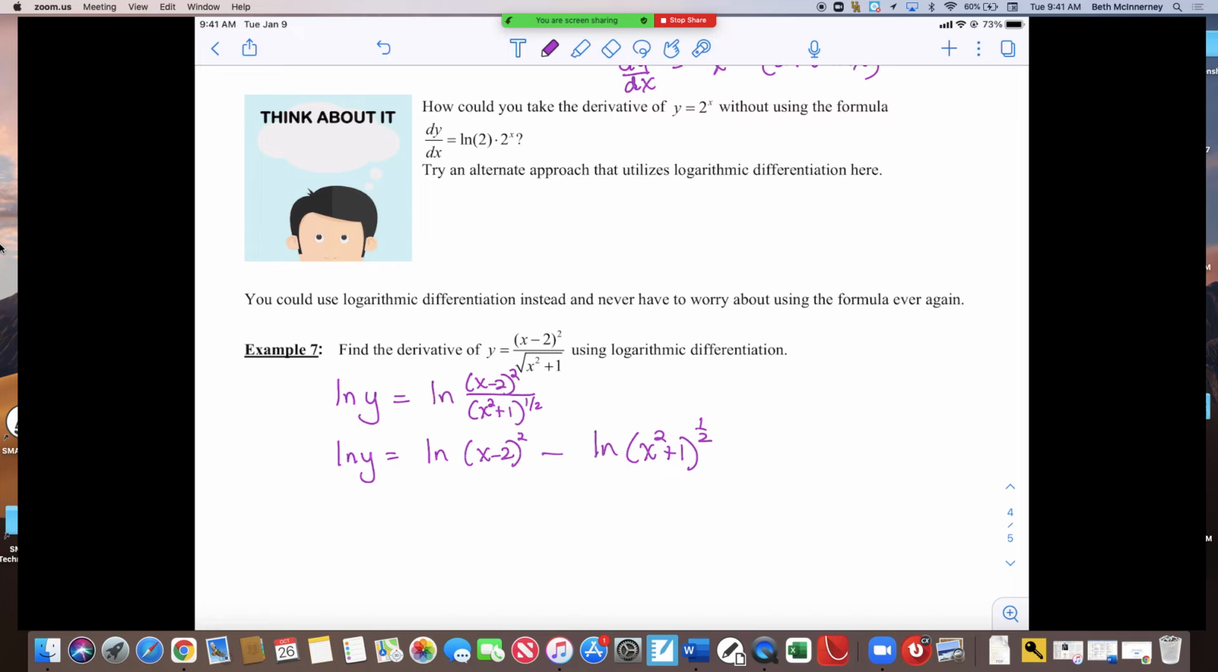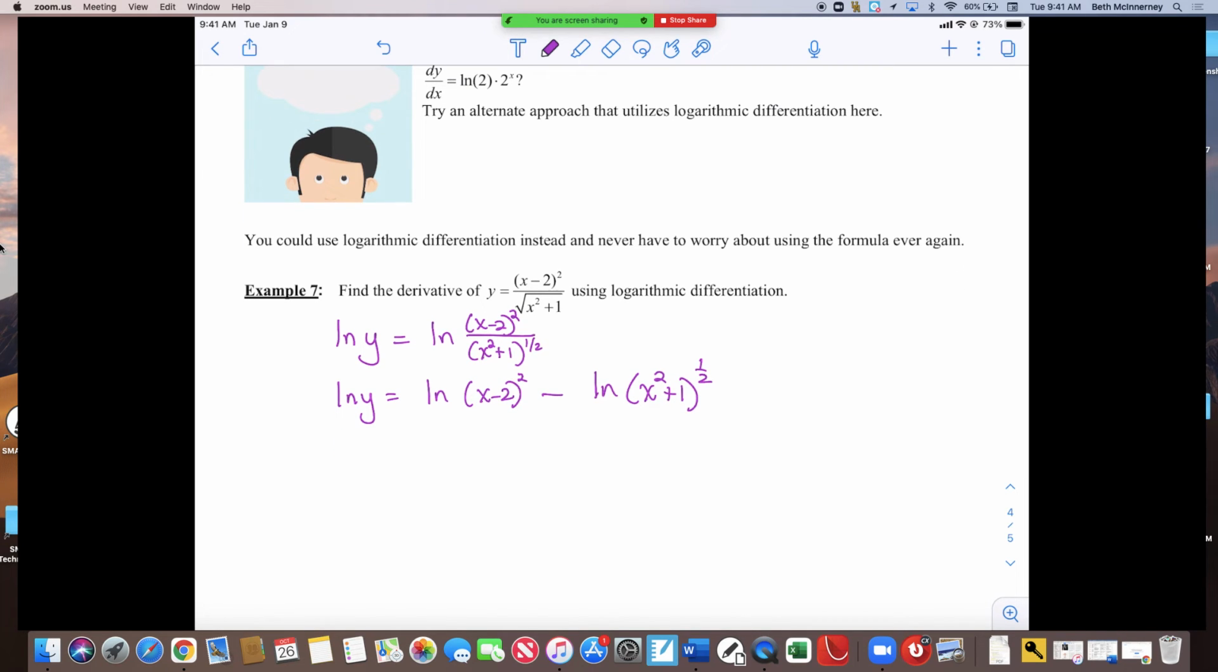So let's split this using our log properties. How are we doing with remembering log properties from Algebra 2? Can you give me a quick thumbs up, out, or down?